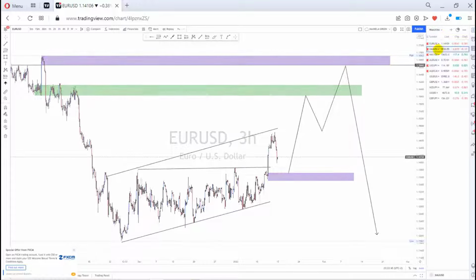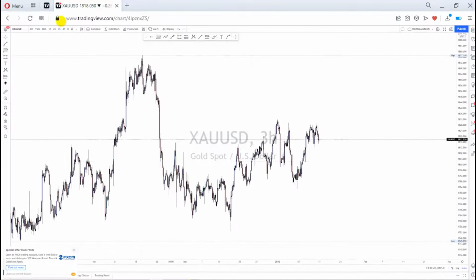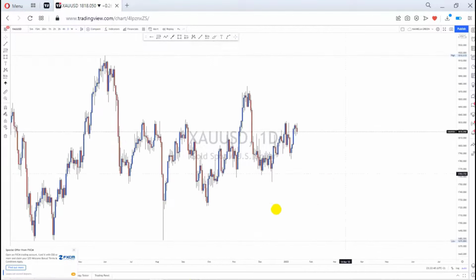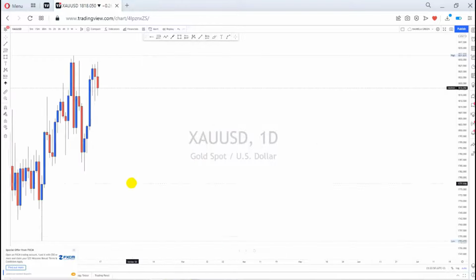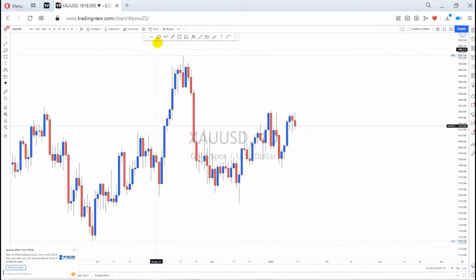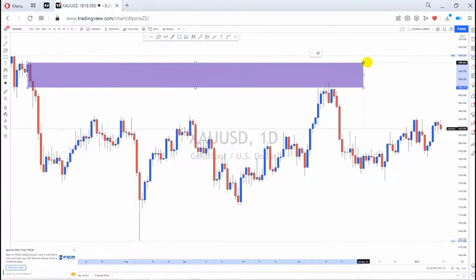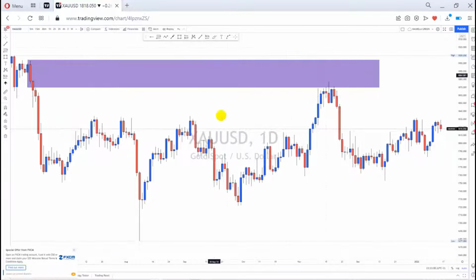The second pair is gold. Let's go back to daily and zoom it out. As you can see, gold created this high here, from this old supply. This was the supply, and this was the retest. This was our liquidity level, which means these are equal highs. So this is our liquidity levels.